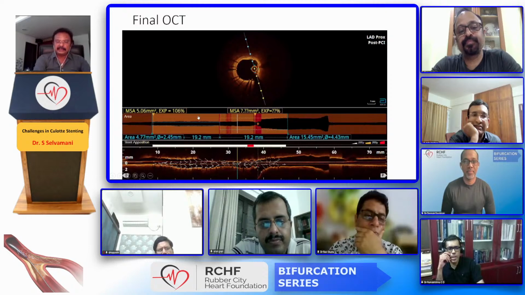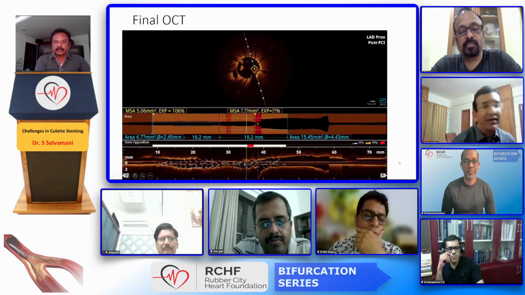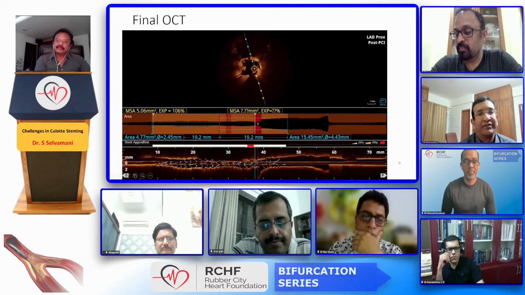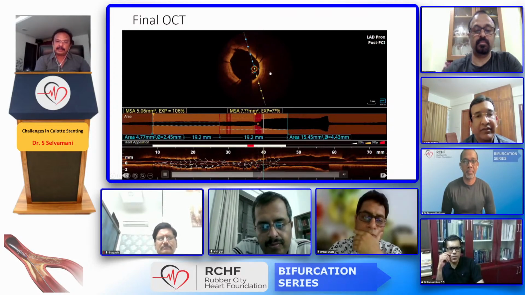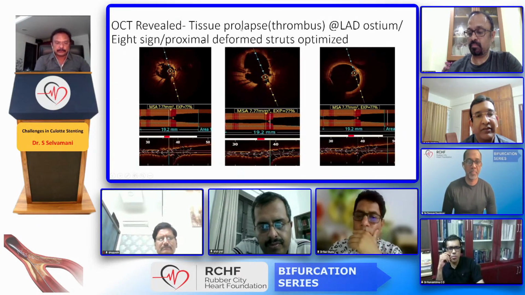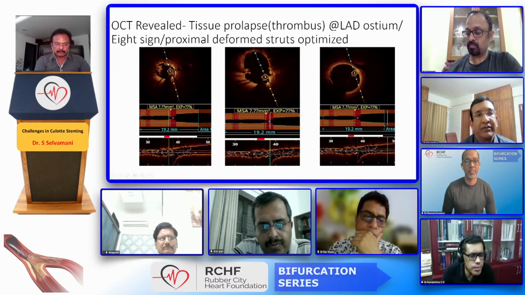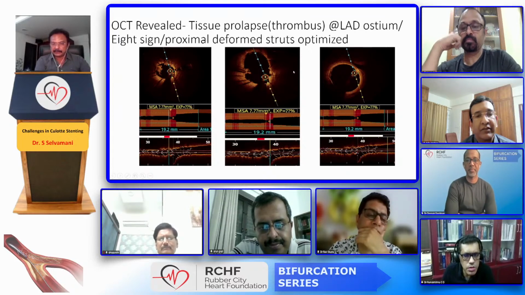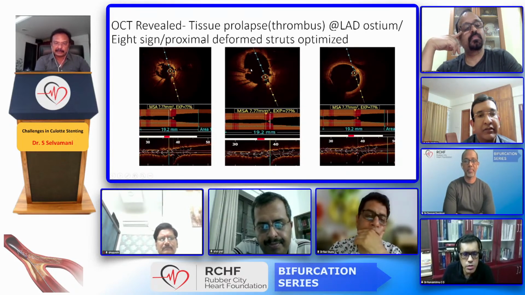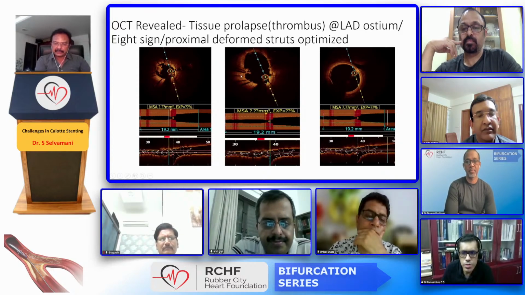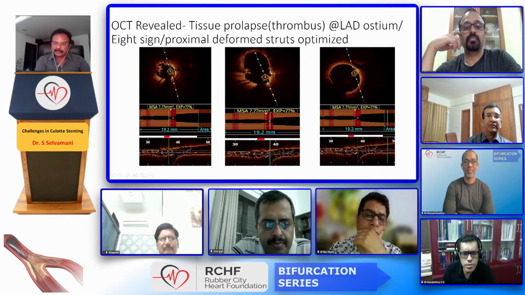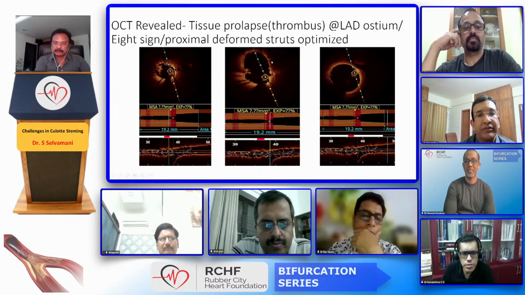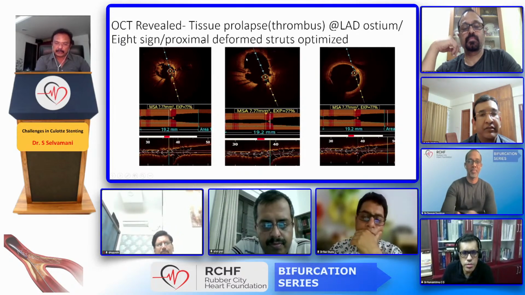And this is the final part, and this is the final OCT also, where you can see that there is an excellent coverage of the side branch here, and I'll show you still images. And this was the proximal part of the stent where there was something like a thrombus where we had manipulated too much, which I optimized with the balloon dilatation. This is after the optimization. And this is the bifurcation point here. So this is the LAD where we put the second stent. You see the ostium of the LAD well covered here. And this is the ostium of the main vessel, the diagonal, also well covered.